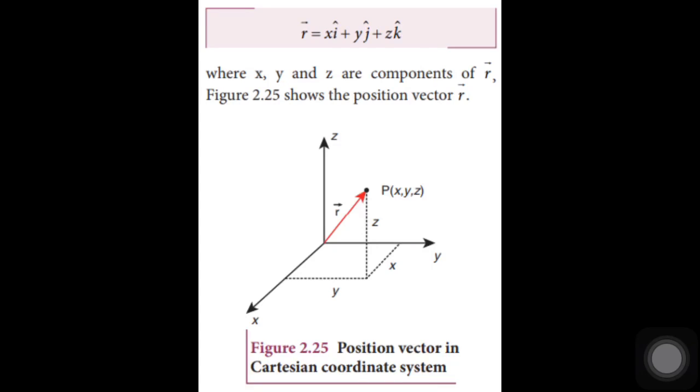Today we are going to study an important topic named position vector. So, what is a position vector?